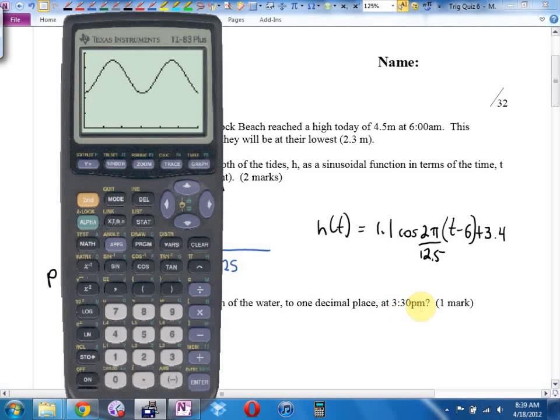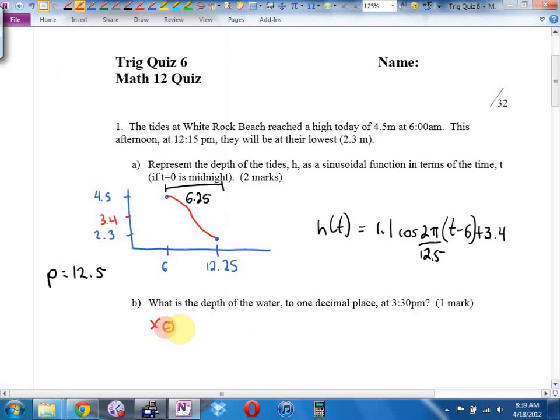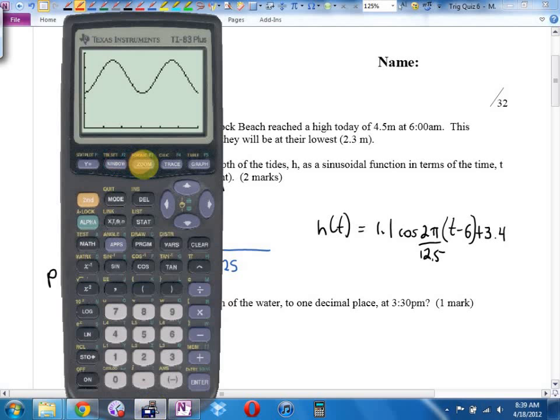3:30 p.m. Is that an X value or a Y value that they gave me? It's an X value, so I'm going to let X equal 3.5. Oh, no. 3:30 p.m. How will I type 3:30 p.m.? I'm going to type an X value of 15.5. I'm going to type an X value using the trace button of 15.5.